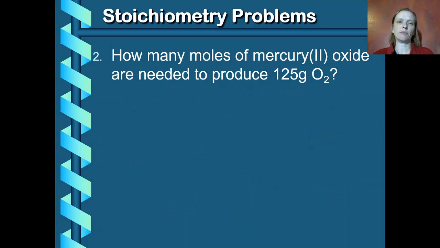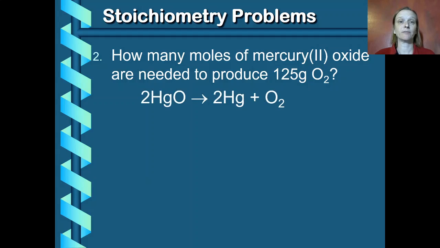Let's try another example. How many moles of mercury(II) oxide are needed to produce 125 grams of oxygen? Here's the balanced equation for the reaction. Let's label our known and our unknown. We know how many grams of oxygen we have. That's not moles. Grams are not moles. So it's going to take me one conversion factor to convert this from grams to moles.